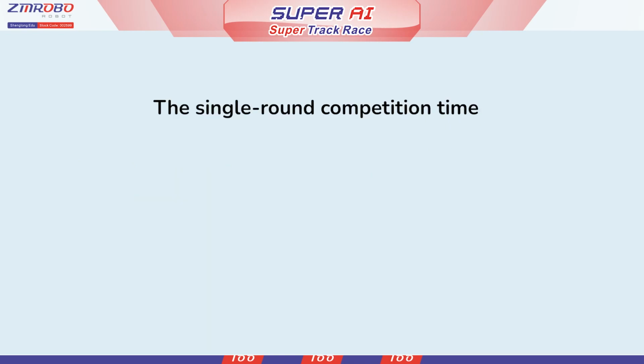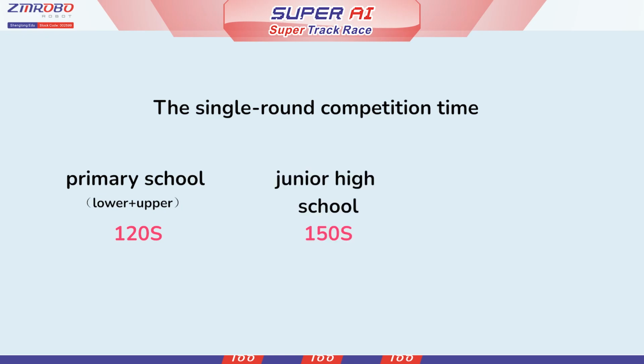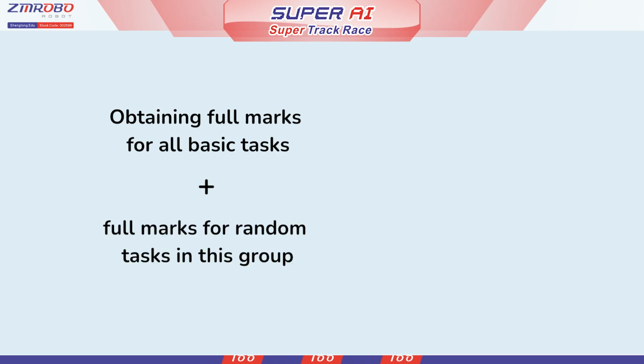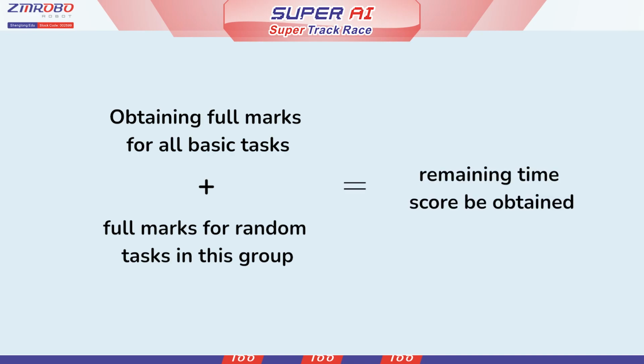The single round competition time is 120 seconds for the lower primary school and the upper primary school groups. The single round competition time for the junior high school group is 150 seconds. The single round competition time for the high school group is 180 seconds. Only by obtaining full marks for all basic tasks and random tasks set in this group within the specified time can the remaining time score be obtained.